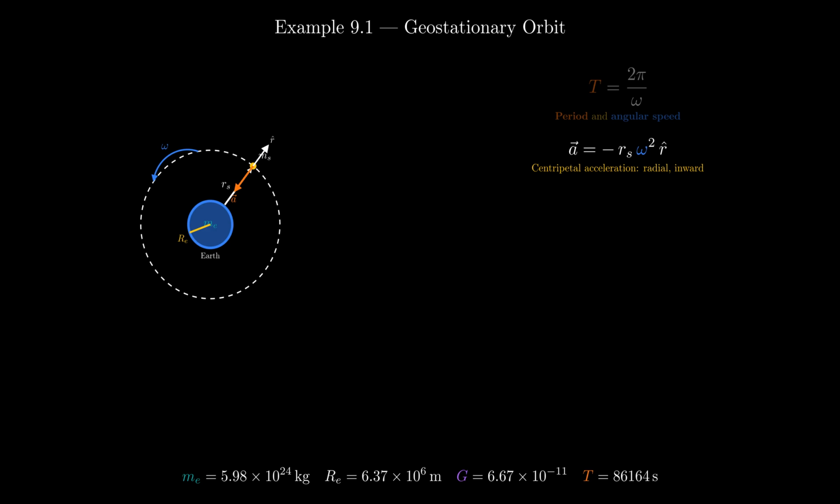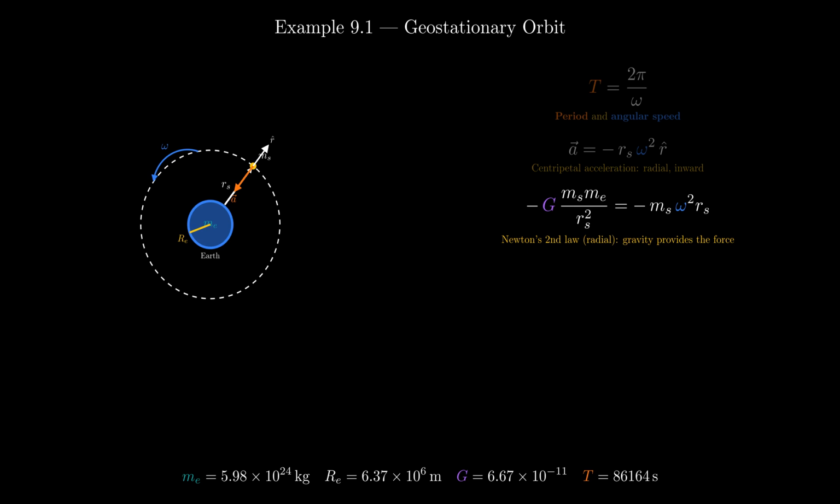For uniform circular motion, the acceleration is purely radial and inward, with magnitude r sub s times omega squared. As a vector, the acceleration equals negative r sub s omega squared in the r hat direction. Now apply Newton's second law along the radial direction. The only radial force is the Earth's gravitational pull, negative G m sub s m sub e over r sub s squared. Setting force equal to mass times acceleration gives negative G m sub s m sub e over r sub s squared equals negative m sub s omega squared r sub s.